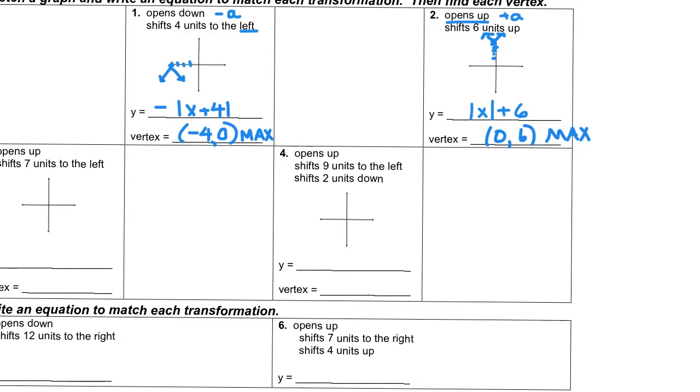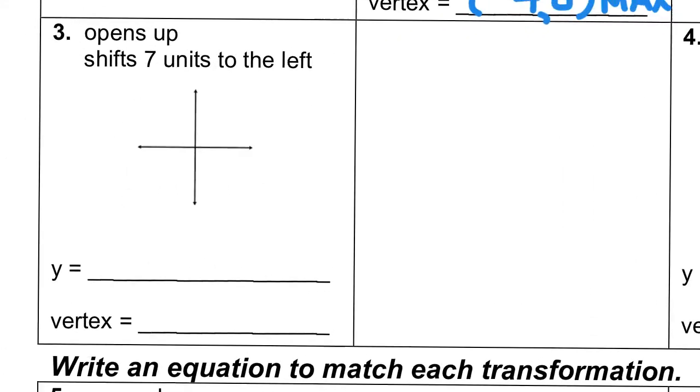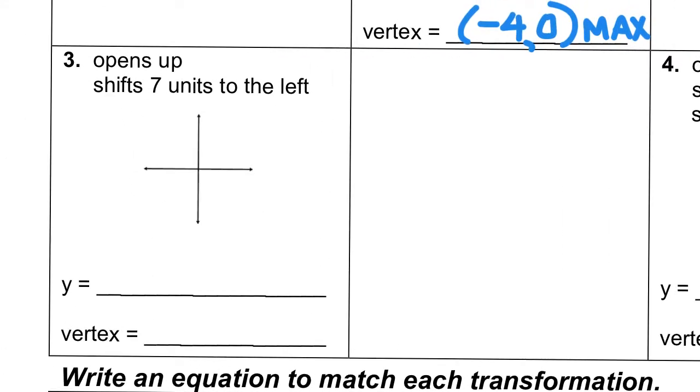Now let's look at number 3. It opens up, so my a is going to be positive, and then it shifts 7 units to the left. If it shifts 7 units to the left, I know that's going to be inside the absolute value bars, and counterintuitively, it's going to be x plus 7.